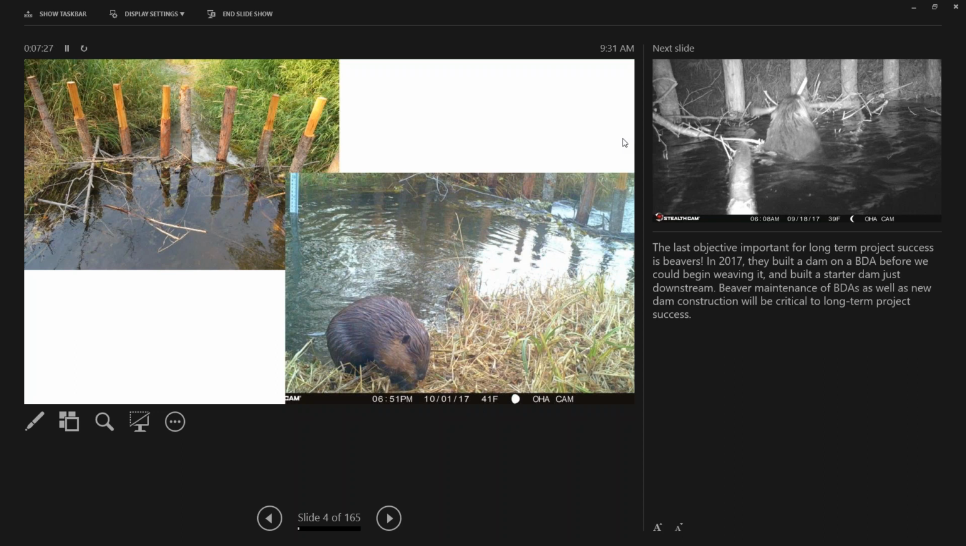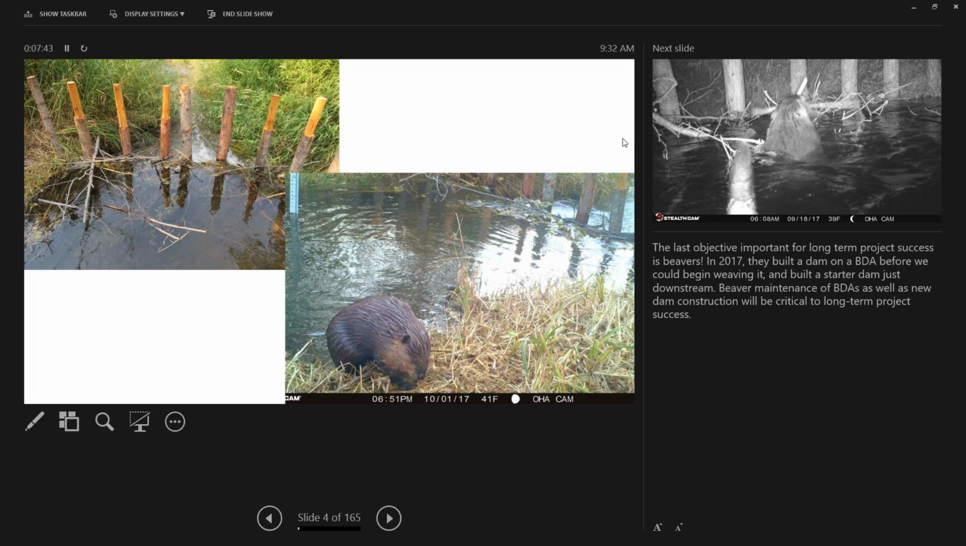We caught them on our wildlife cameras. And before we could get in and weave that post line, the beavers came in and wove it up, and they backwatered it all the way up to the next structure upstream. So it was really neat to see beavers come in and take to the conditions that we were creating.